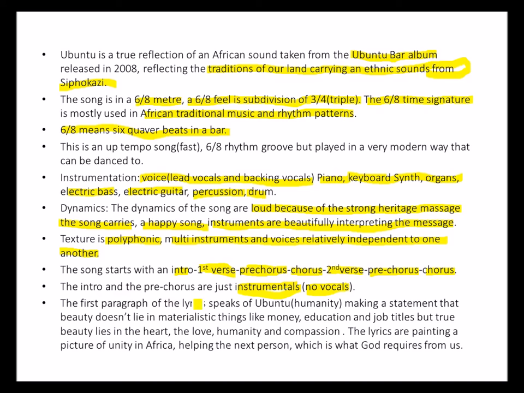The first paragraph of the lyric speaks of Ubuntu, humanity, making a statement that beauty doesn't lie in materialistic things like money, education, or job titles, but true beauty lies in the heart of a person, the love, the humanity, and compassion. The lyrics are painting a true picture of Ubuntu, which means unity, in Africa, helping the next person, which is what God requires us to do.